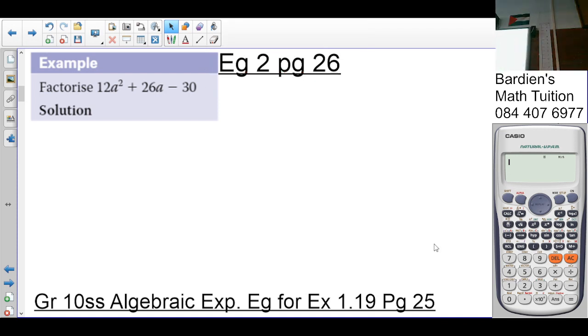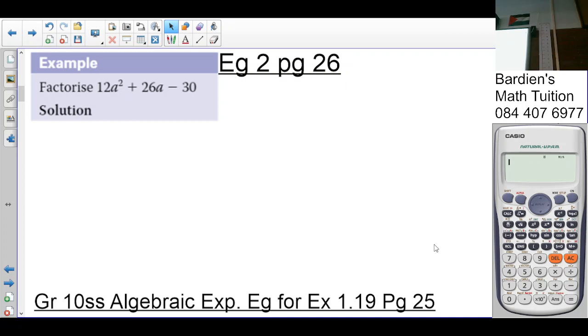12a squared plus 26a minus 30. What do we notice here? What must be done first? Common factor. 2 is a common factor. Remember, common factor overrides all types of factorization. So you got the common factor, you do that first.